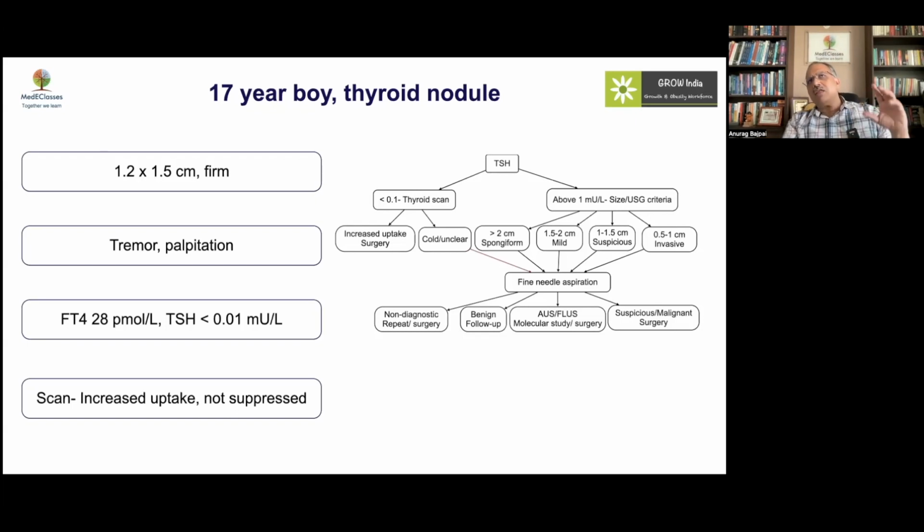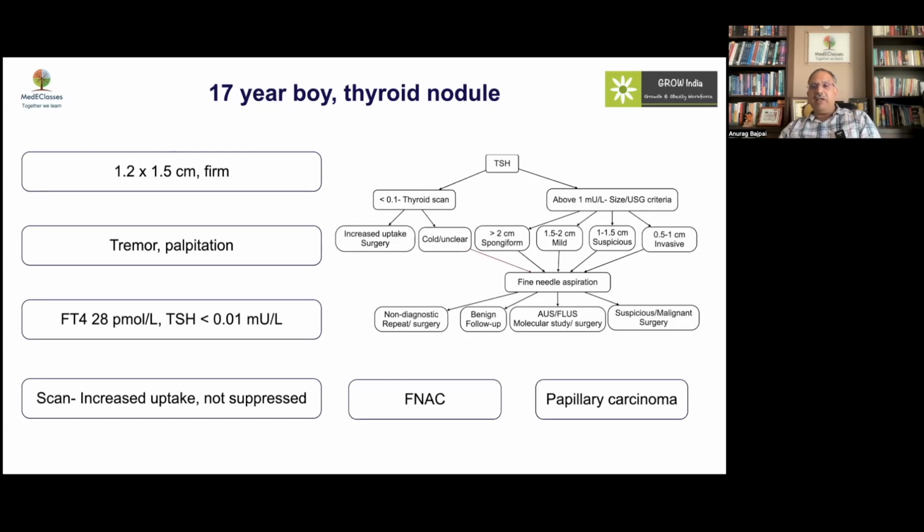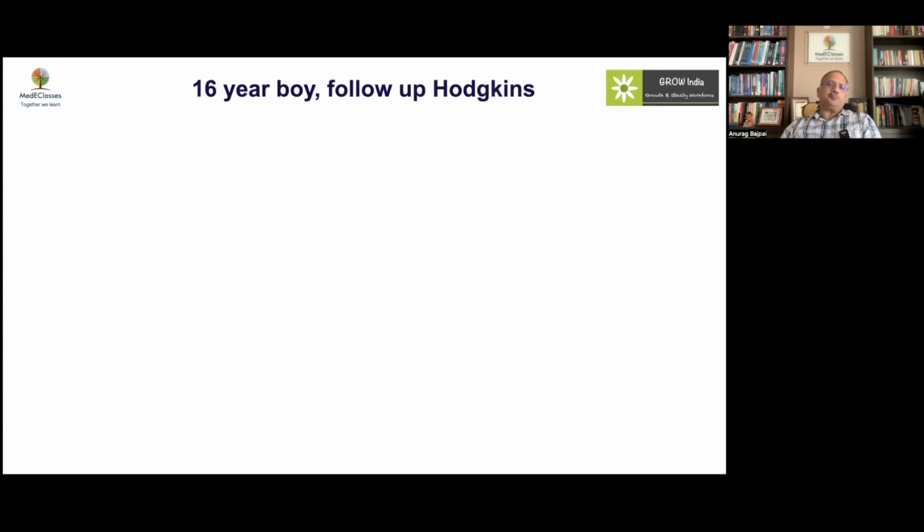Here, the nodule shows an increased uptake, but the remaining area is not suppressed. So what should be done? I hope some of you would have agreed that this scenario requires an FNAC because this is a warm nodule. There is a risk of malignancy, and you can have a papillary carcinoma in this scenario.